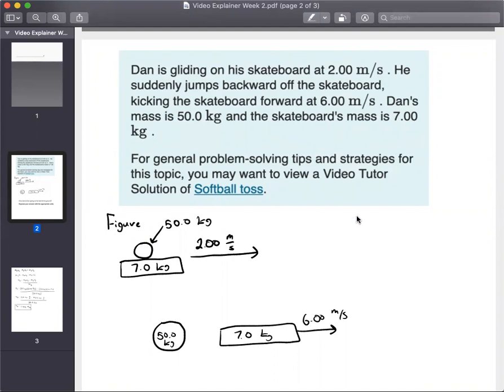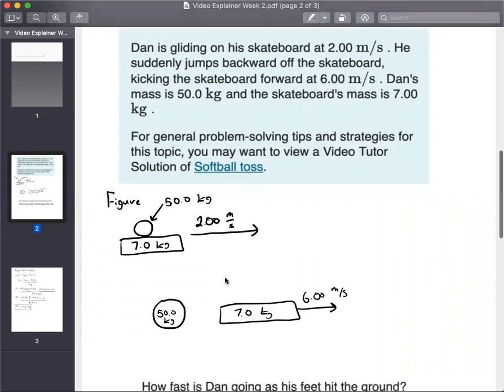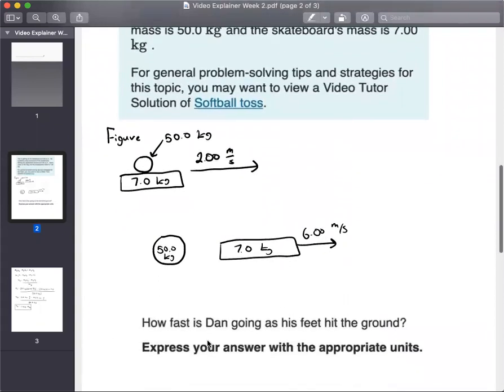So to set up this problem, I first set up a visual representation, figure 1. The problem first describes that Dan is on the skateboard, moving at a velocity of 2 meters per second. So here I drew the system where the skateboard and Dan are both moving at the same velocity. And then in the second half of the problem, Dan is off of the skateboard and the skateboard is continuing to glide at 6 meters per second. So the question that I'm going to be answering is, how fast is Dan going as his feet hit the ground?